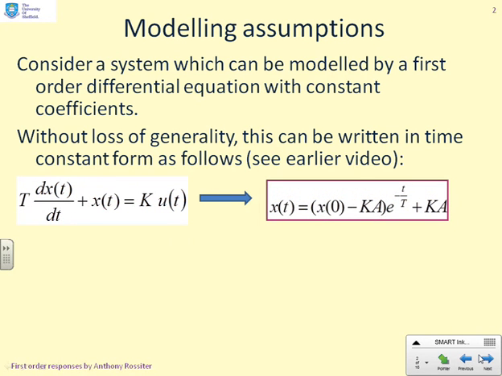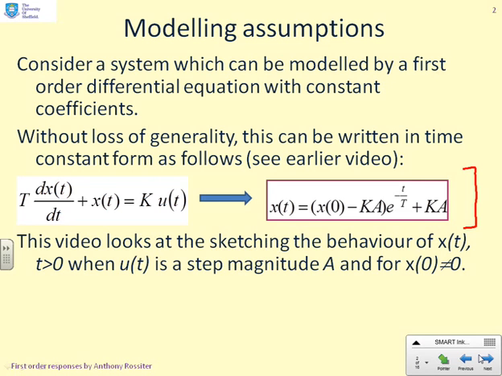So we've got capital T dx/dt plus x of t equals capital K u of t. And the key coefficients are the capital T, the time constant, and the capital K, the system gain. Now what we've shown in earlier videos is there's an analytical solution to this, where u of t is a step. So if I assume that u of t is a step of magnitude capital A, then the analytic solution is given by x of t equals (x of 0 minus KA) times e to the minus t over capital T, plus KA.